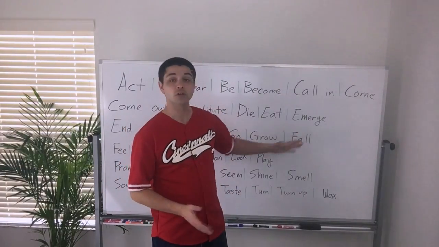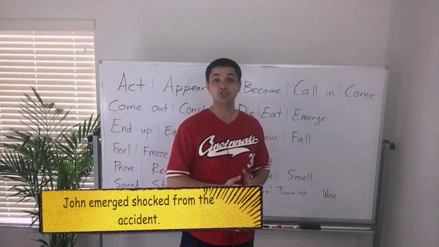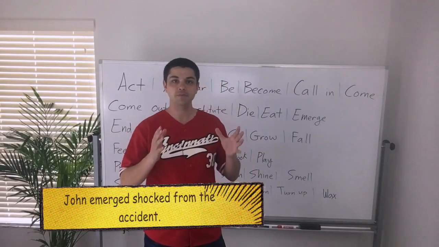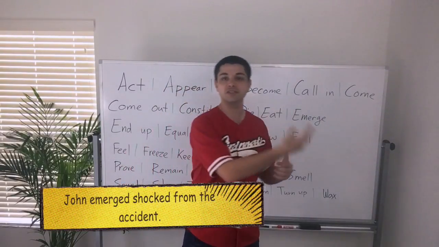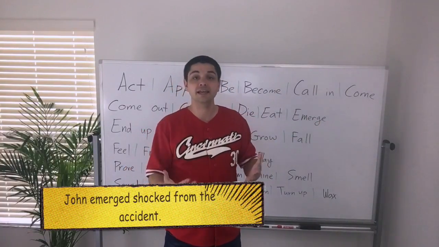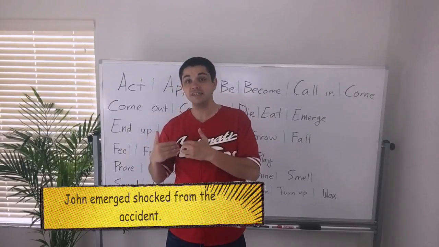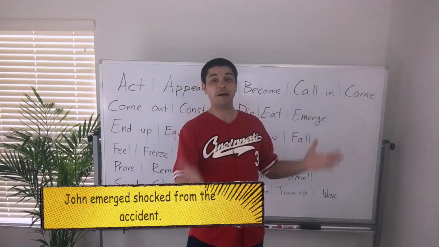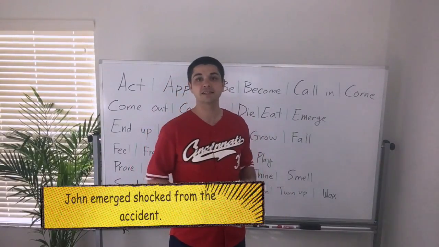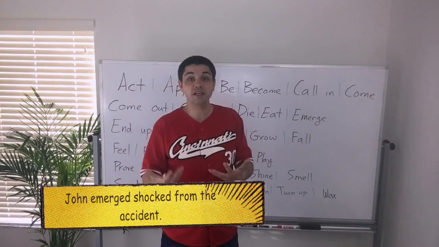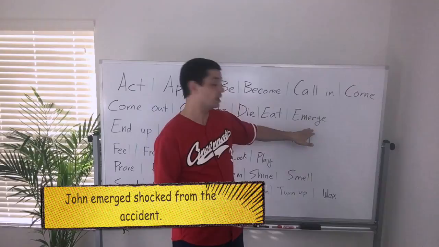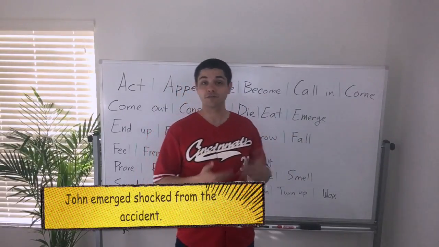Okay, our next example, to emerge. We could say, John emerged shocked from the accident. And emerge means to come out of a situation, right? To come out of something. But it's about being, again, how that person is when they come out of some situation or something, right? So he emerged from the accident and he was in the condition of being shocked. He was shocked when he came out of the accident. So he emerged shocked from the accident.